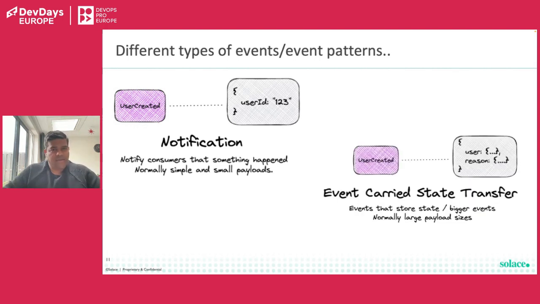Second is event-carried state transfer. These are much more highly enriched events. They have larger payloads or data sizes. And because of that, the contract is much richer, and that's why you have more coupling between the producer and the consumer, and hence a higher chance of breaking contracts. On the pro side, though, the consumer has all the data and the context to figure out what needs to be done and do it. That's why you have less architectural coupling.